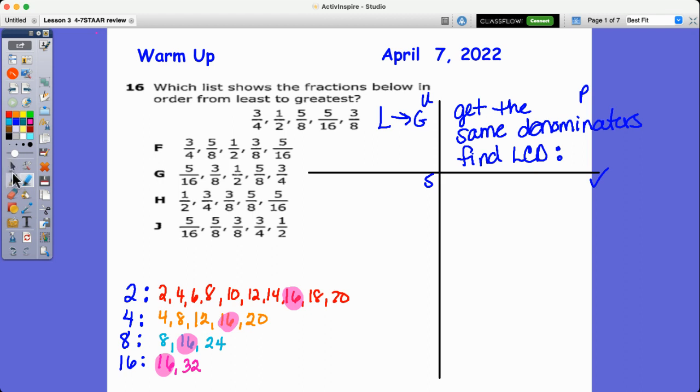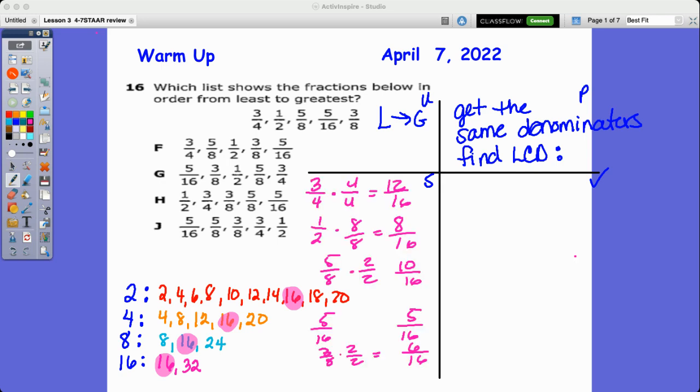So in order to put these in order, we have to have the same denominators. So we're going to go ahead and do that. I'm going to set this up quickly. I'm going to pause and do the math, and then you can check your work. Okay, so I have set these up. I've changed them all to 16ths because I found that 16ths were the easiest denominator. So I have 12 16ths, 8 16ths, 10 16ths, 5 16ths, and 6 16ths.